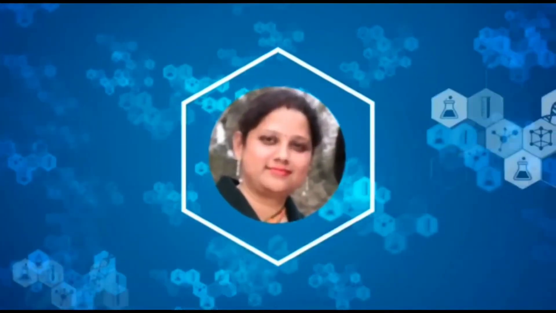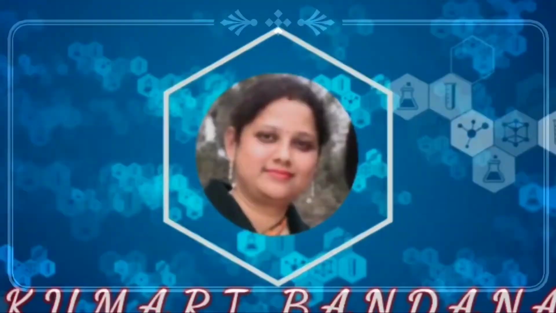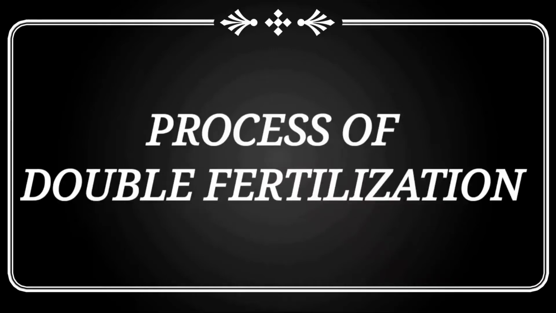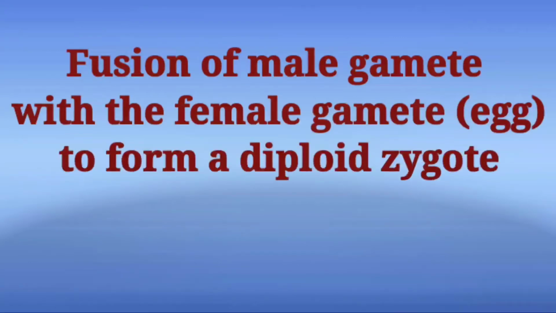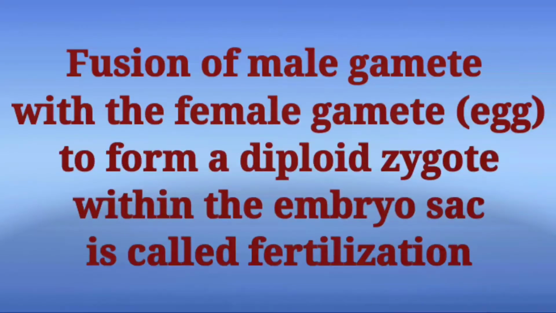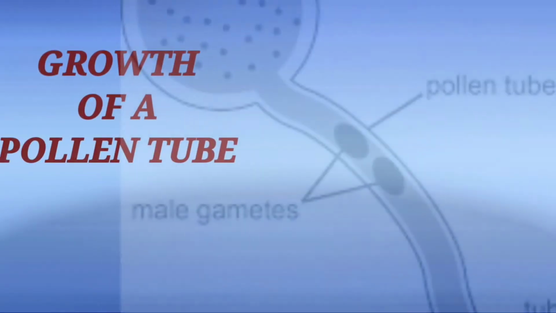Hello students, welcome back. So today I'm going to teach you all the topic process of double fertilization in plants. Let's go. So what exactly do we mean by fertilization? That is fusion of the male gamete with the female gamete to form a diploid zygote within the embryo sac.